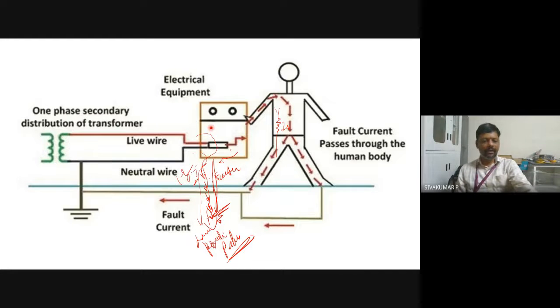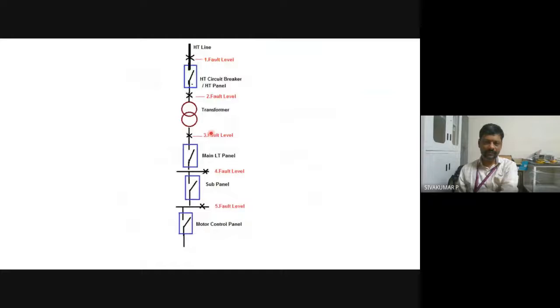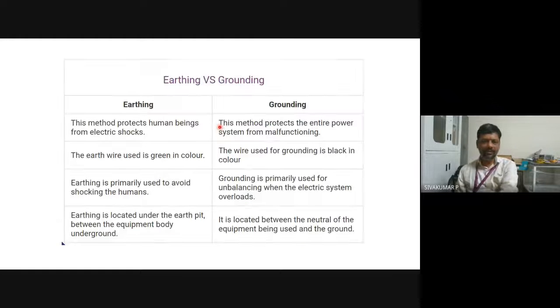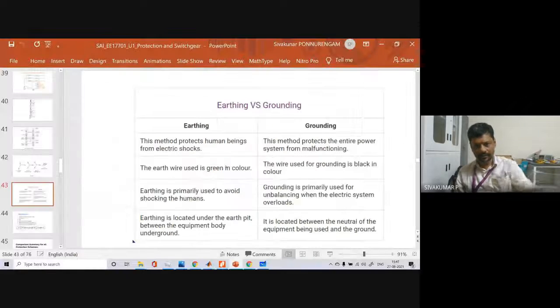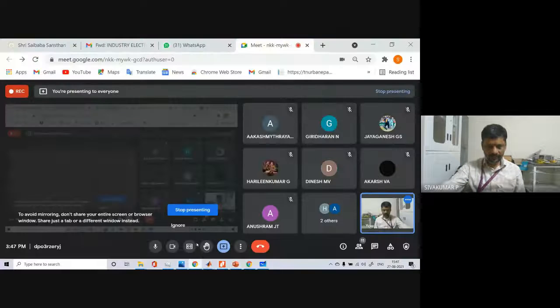Okay, now I conclude. Today's class we covered the zones of protection, and how the zones occur. Next, what is meant by earthing and what is meant by grounding.